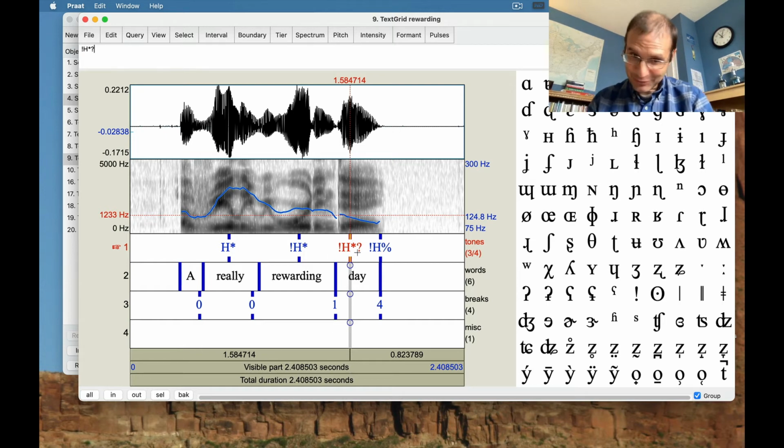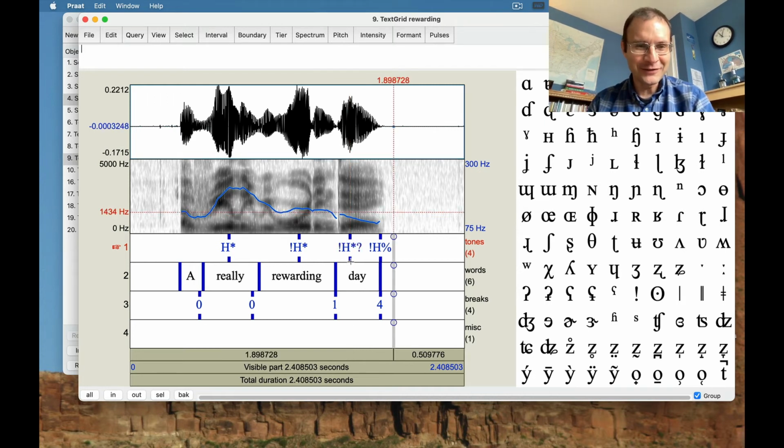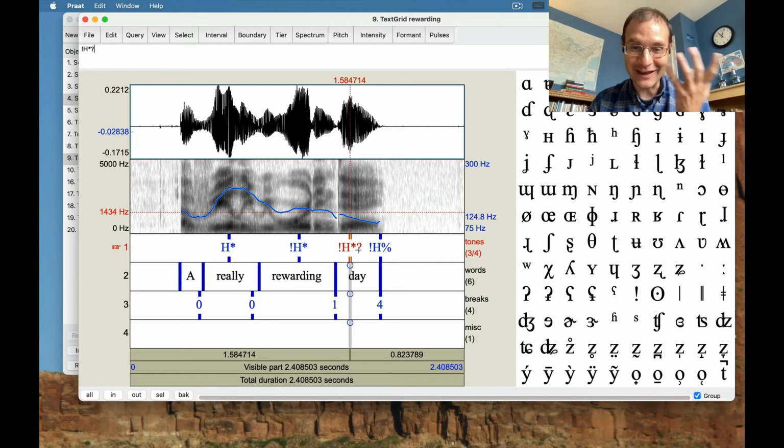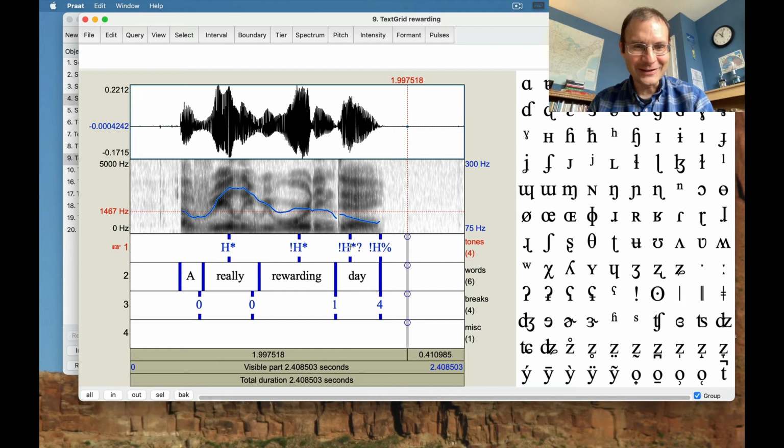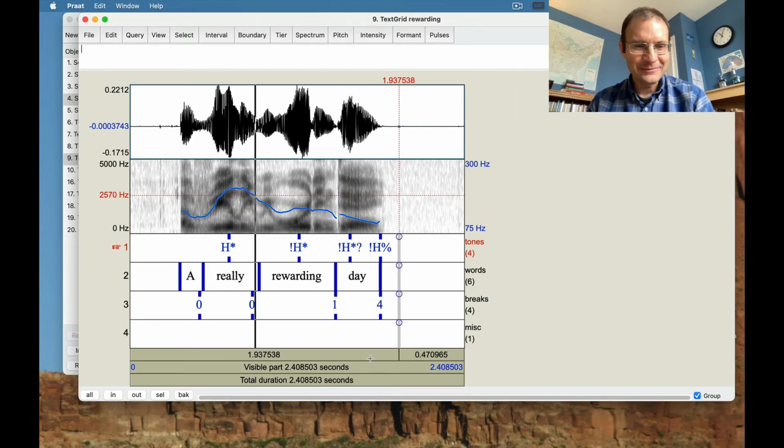I'm going to put a question mark after it because I think it's open for discussion. But this gives us the weird spectacle of a pitch accent which has an exclamation mark at the beginning and a question mark at the end, and then we've got the asterisk in the middle. So there's a lot going on there. It's not a swear word. It's just a downstep pitch accent, maybe. A really rewarding day.